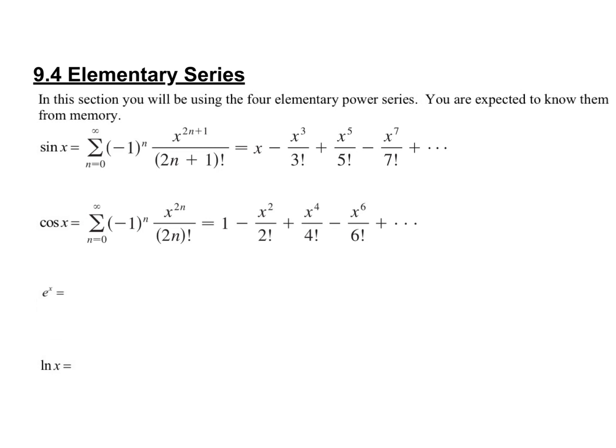The e to the x, we've looked at that one, and that was x to the n over n factorial. And so that was always addition. The first term is x over 1 factorial, x squared over 2 factorial, so that all lined up. That was the first one I showed you because it's basically the easiest one.